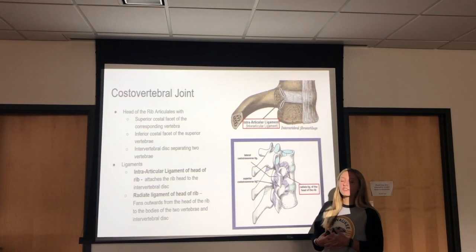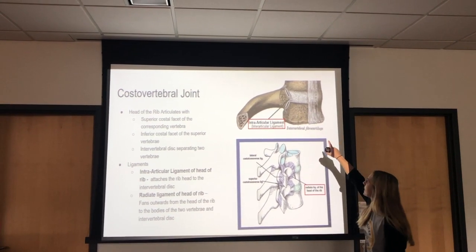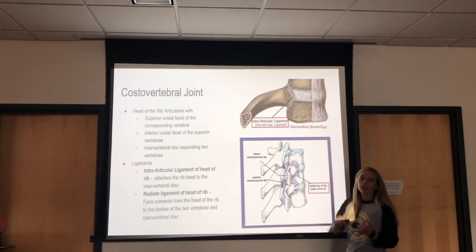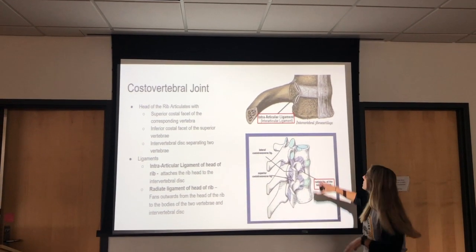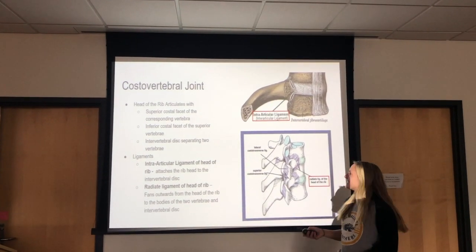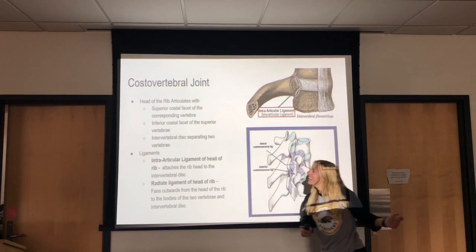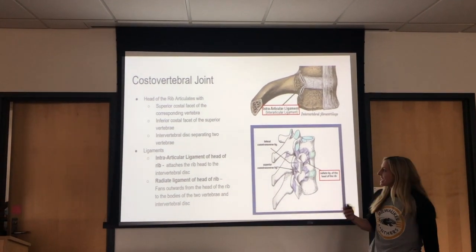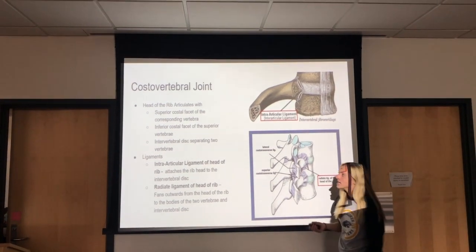Okay, so the costovertebral joint. This is where the head of the rib articulates with, it's going to be this top picture, the superior costal facet of the corresponding vertebrae, which is going to be right here, and then the inferior costal facet of the superior vertebrae, that's going to be right there, and then the intervertebral disc separating the two vertebrae, so that's going to be that gray portion right there.